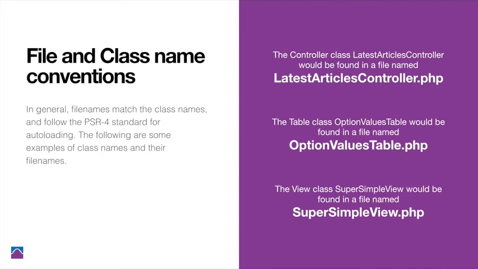Then the table, a database table, which would be in a different directory. I'm going to show you that in a little bit. You would say the name of the table, and then the word Table with a capital T dot PHP. So it'd be like UsersTable.php. And then a view is also the same way. You have the name and then View with a capital V dot PHP.